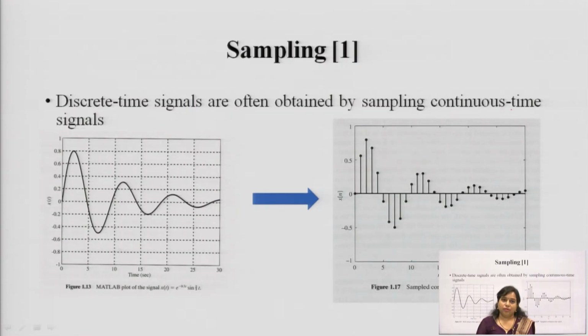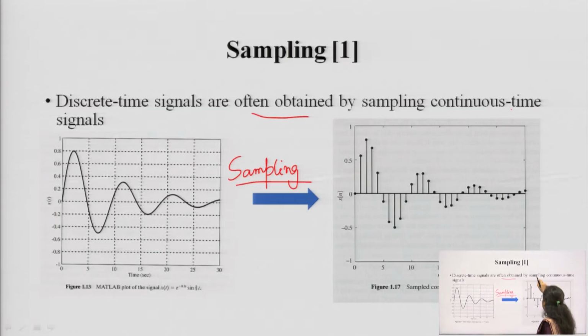Now, how is this continuous time signal converted into discrete time signal? The first step to convert this continuous time signal into discrete is sampling. So, the sampling will be performed. Now, the discrete time signals are often obtained by sampling continuous time signals. So, this is a continuous signal, this is a discrete signal which will be sampled at discrete points of time.